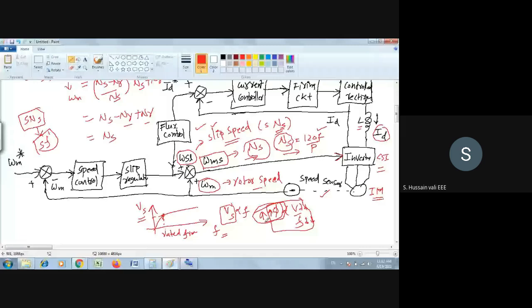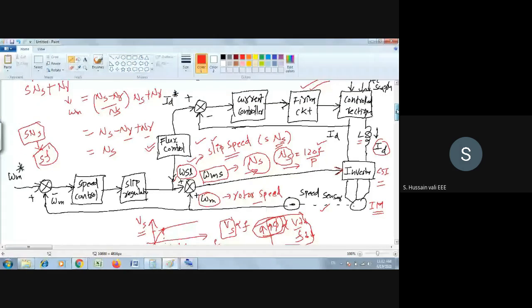Based upon that flux control, you will get this command. What is the slip speed? S into N_s. Because the flux control is related to frequency, and your slip speed S N_s is also related to frequency, combinedly the flux control box will generate this command, the slip speed. Also it is related to the current. Which current? The stator current.